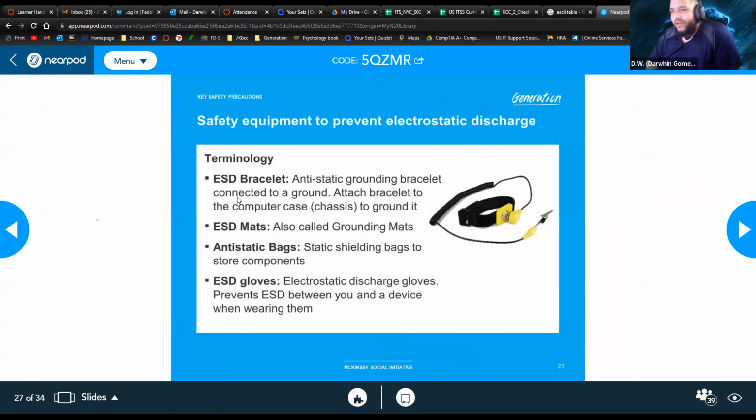Oh, these are the things I was just talking about. If I only looked at the next slide. So the ESD bracelet is an anti-static grounding bracelet connected to a ground, like the computer case or a chassis. The ESD mats are also called grounding mats, and it's something that you place on the surface you're working on. If you place a component on the mat, it'll get grounded. Then we have anti-static bags. These are little plastic bags that shield your components from static outside of it. If you remove a processor, you put it in there, and you can store it somewhere safe from ESD.